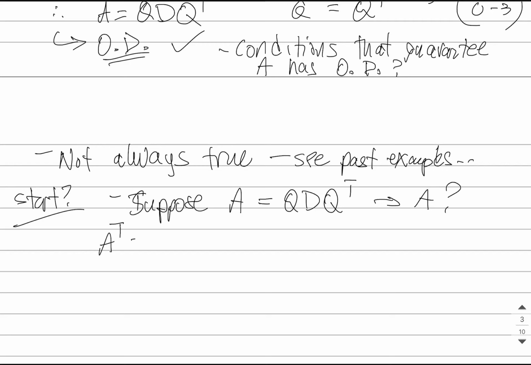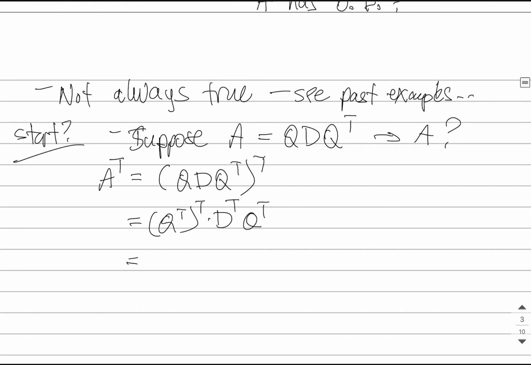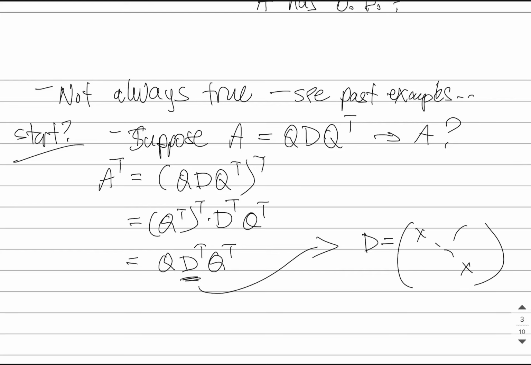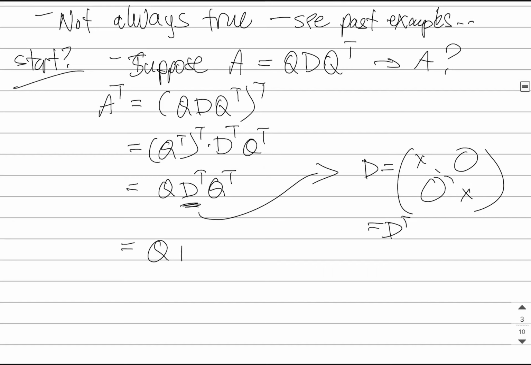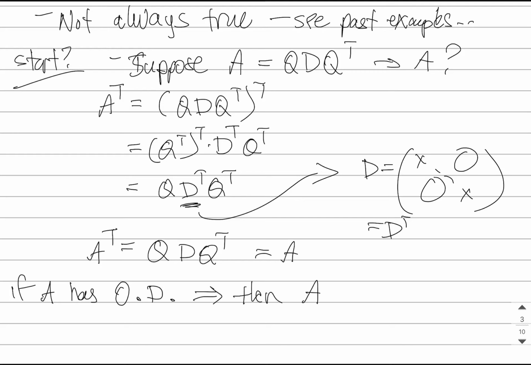Well, here's a nice easy one. If I were to take the transpose of a matrix with an orthogonal diagonalization, remember that the transpose of a product is the product of transposes in reverse order. The transpose of a transpose, you're just basically swapping rows and columns and then doing it again. So you'll get Q D^T Q^T. Now, if you've got a diagonal matrix, remember you only have non-zero values down the diagonal. Taking its transpose won't make a difference. You'll still get the same matrix. So guess what? It's equal to the original matrix. So if A has an orthogonal diagonalization, then A is equal to A transpose.